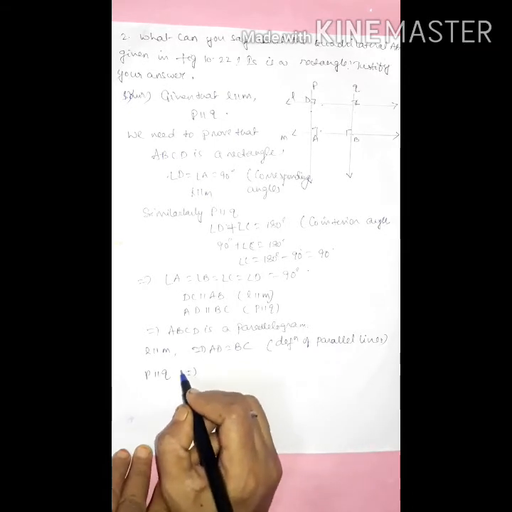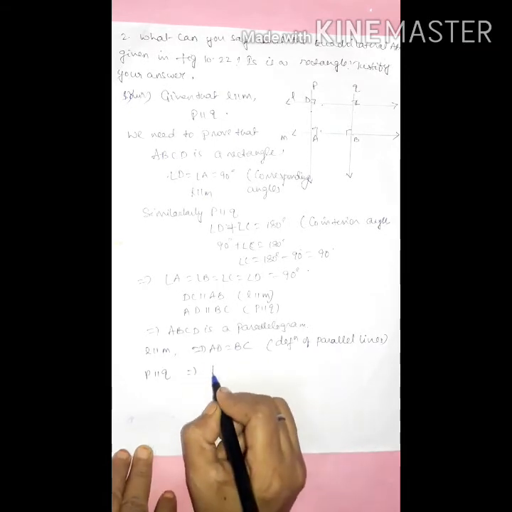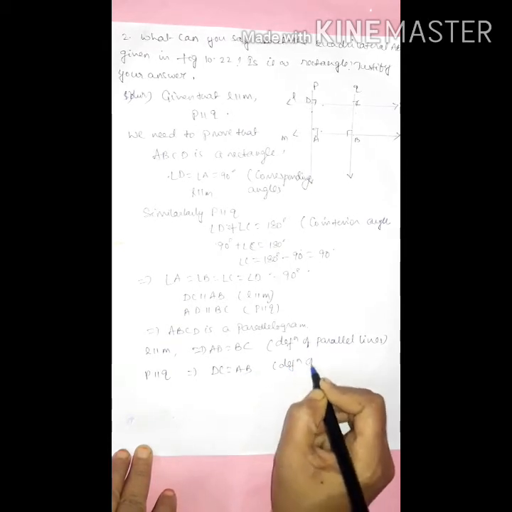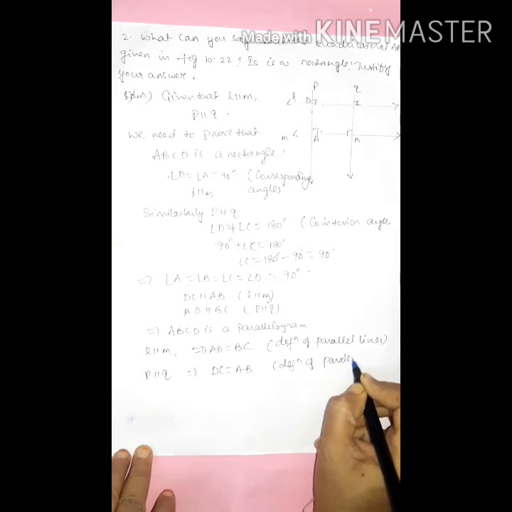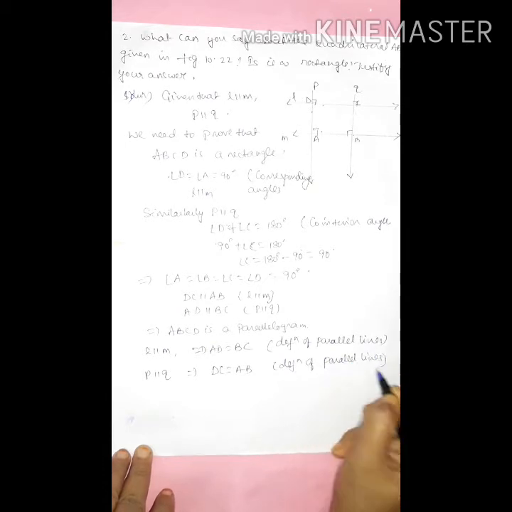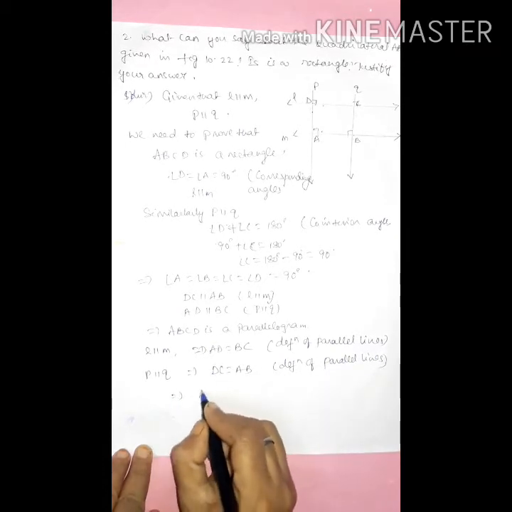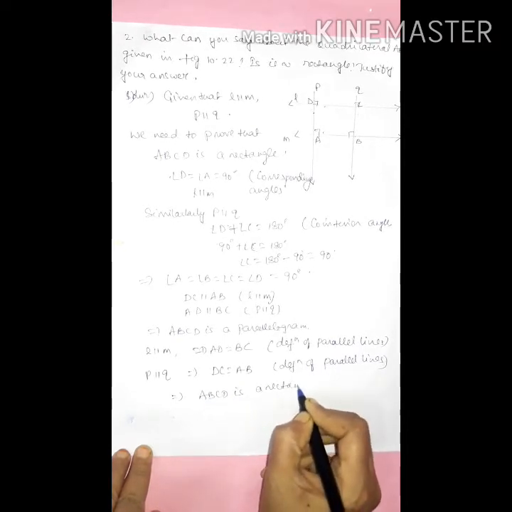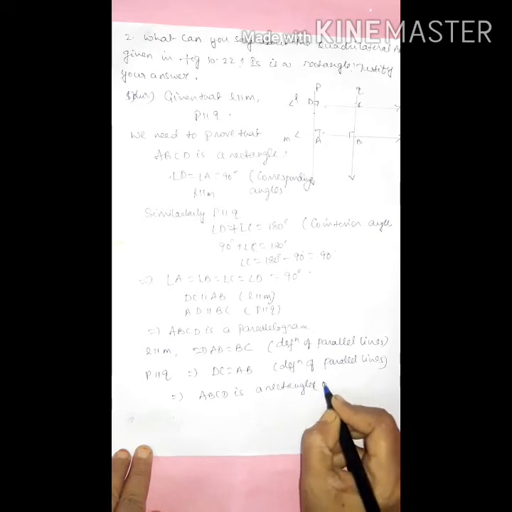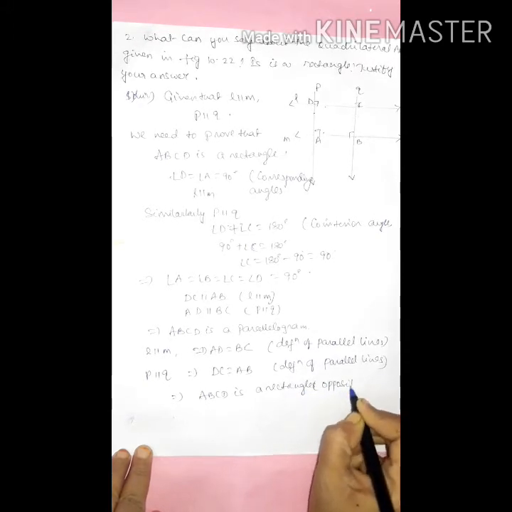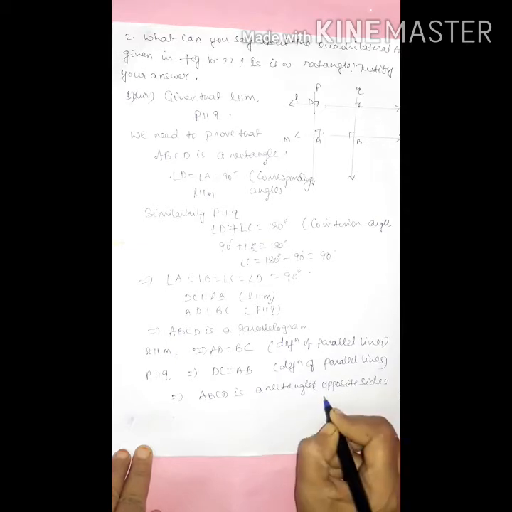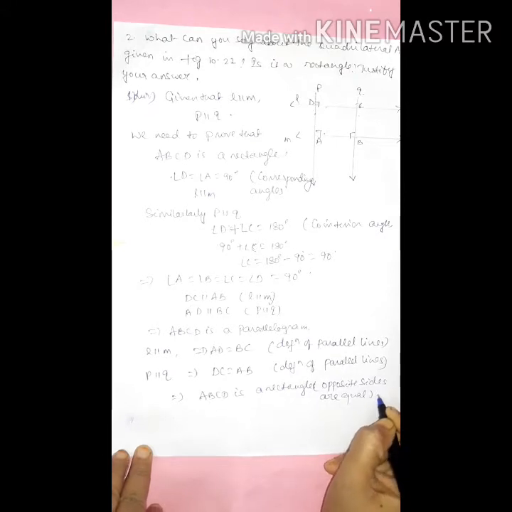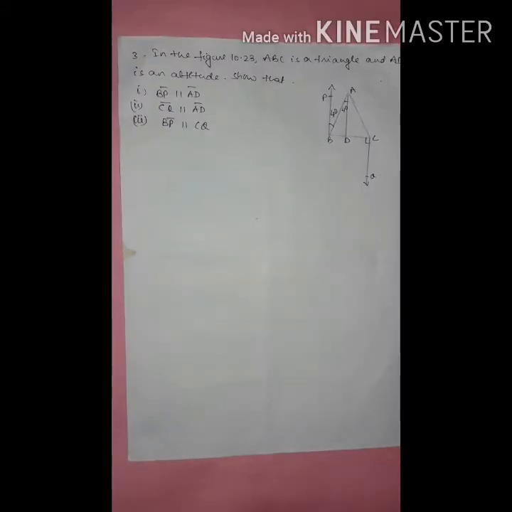This implies DC is equal to AB. This is also the definition of parallel lines: everywhere the distance between two parallel lines is equal. So this is the definition of parallel lines. This implies ABCD is a rectangle. Opposite sides are equal. This is the answer. So now question number 3.